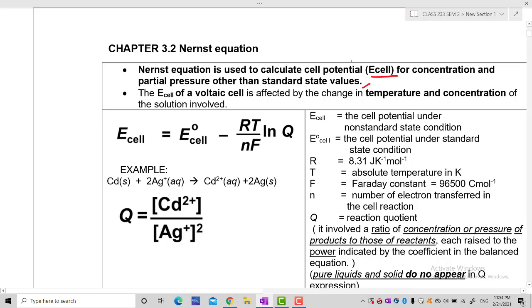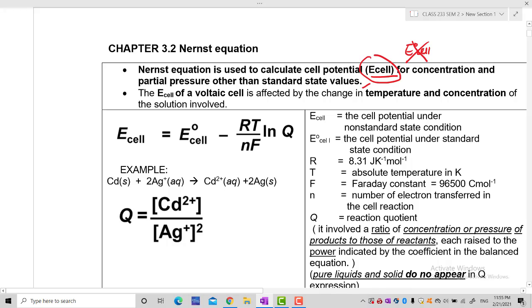So meaning that in 3.1 we learned about all conditions being 1 molar and 1 atm for gas. But sometimes the experiment is not at 1 molar and 1 atm. How are we going to measure the electromotive force? So what we measure now is E cell, which is not the E naught cell.